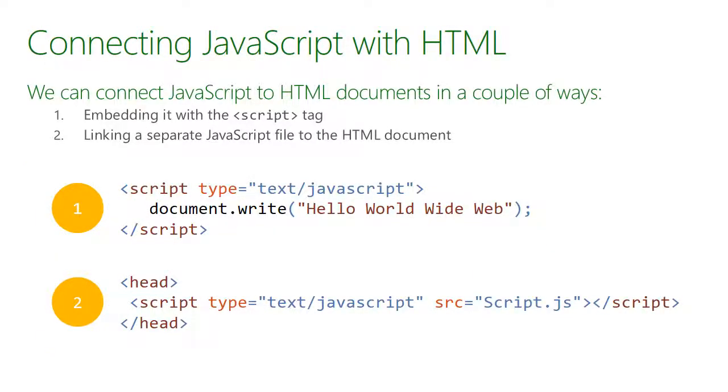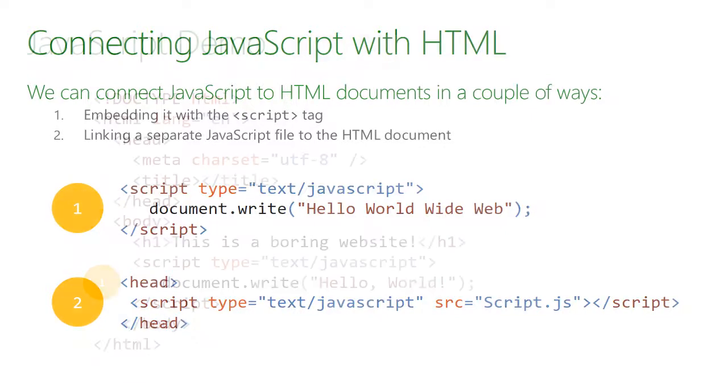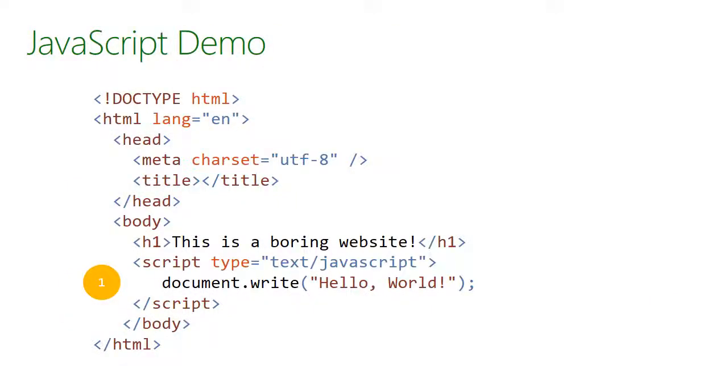How do you connect the JavaScript with the HTML pages? Well, we can connect JavaScript to HTML documents in a couple of ways. Firstly, we can embed it with the script tag, as you can see in the first example there. Secondly, we can link a separate JavaScript file to the HTML document, as you can see in the second example. This is a very simple JavaScript demo that you could copy and paste into Notepad or any other text editor and just have a look and see what it does.